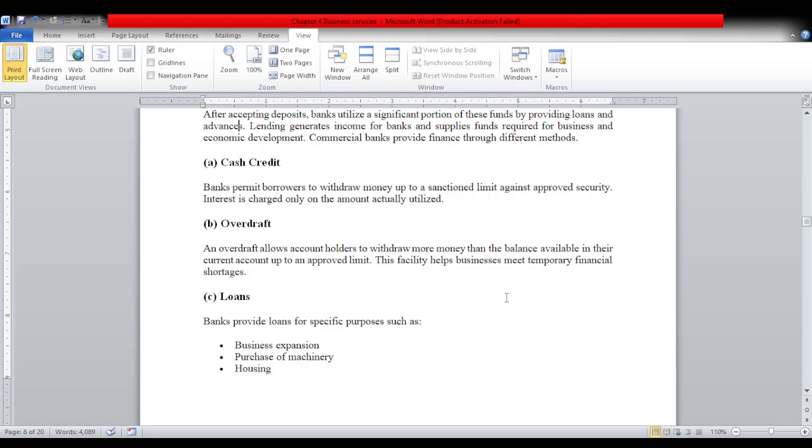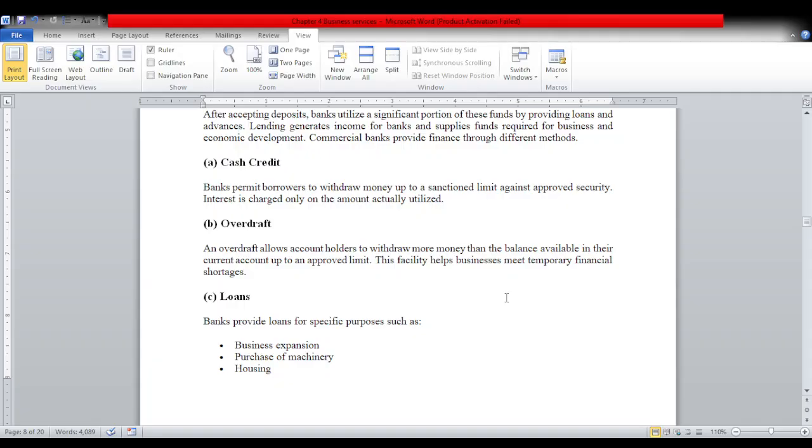Third one is your loan. Banks provide loans for a specific purpose, such as business expansion, purchase of machinery, housing. So this particular loan facility is available to both organizations and customers. From the organization point of view, organizations take the advance loan from the bank for business expansion or for purchasing assets in terms of machinery or any other building or premises.